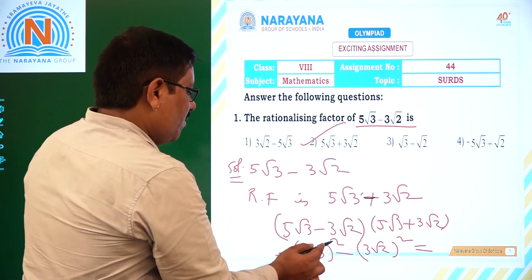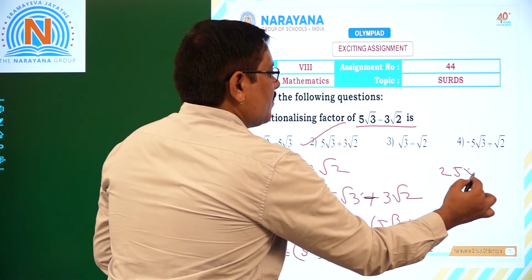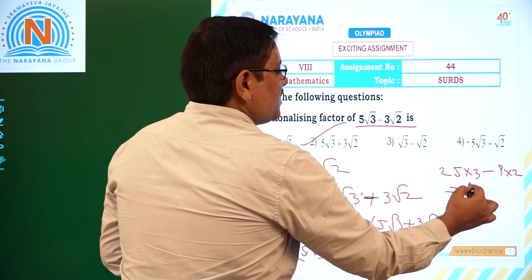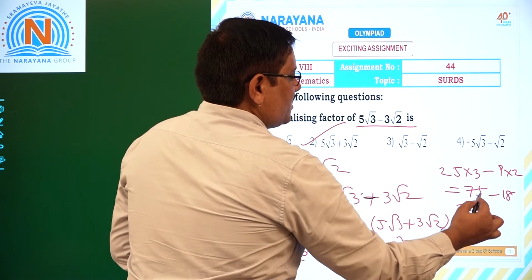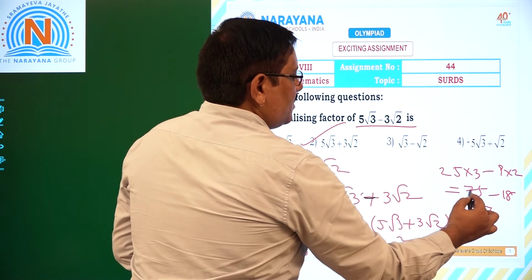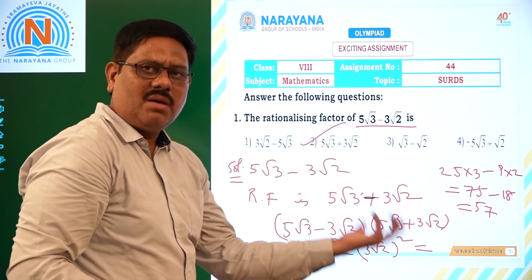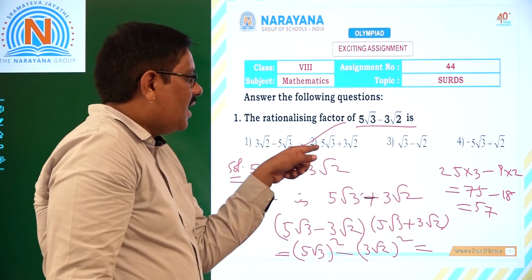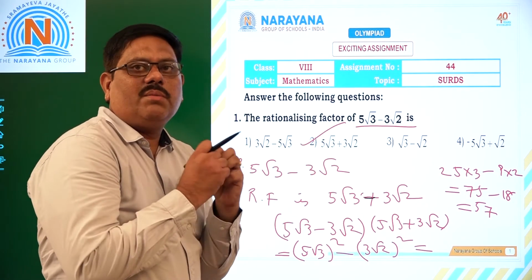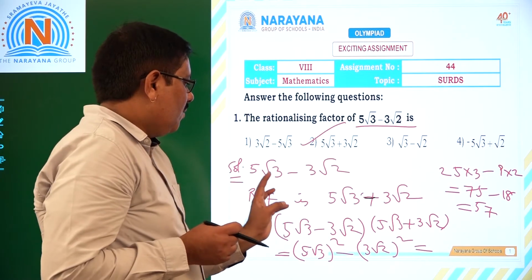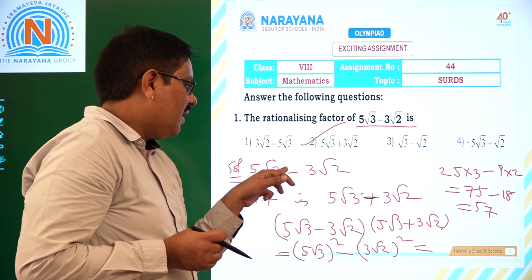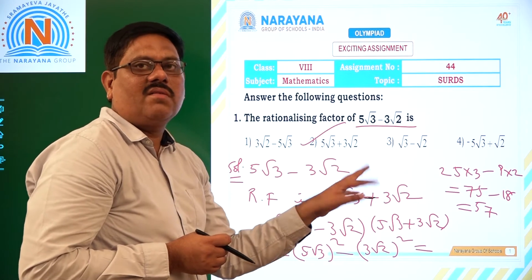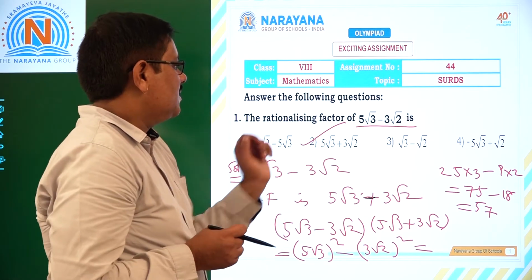Now if we simplify, 5 root 3 whole square is 25 into 3, minus 3 root 2 whole square is 9 into 2. We are going to have a result that is nothing but 75 minus 18, that is 57. That is a rational number. So whenever you multiply 5 root 3 minus 3 root 2, one surd, with another surd 5 root 3 plus 3 root 2, the product of them is becoming a rational number. So for 5 root 3 plus 3 root 2, 5 root 3 minus 3 root 2 is the rationalizing factor, and for 5 root 3 minus 3 root 2, 5 root 3 plus 3 root 2 is the rationalizing factor, vice versa. So for this the second option is the right answer.